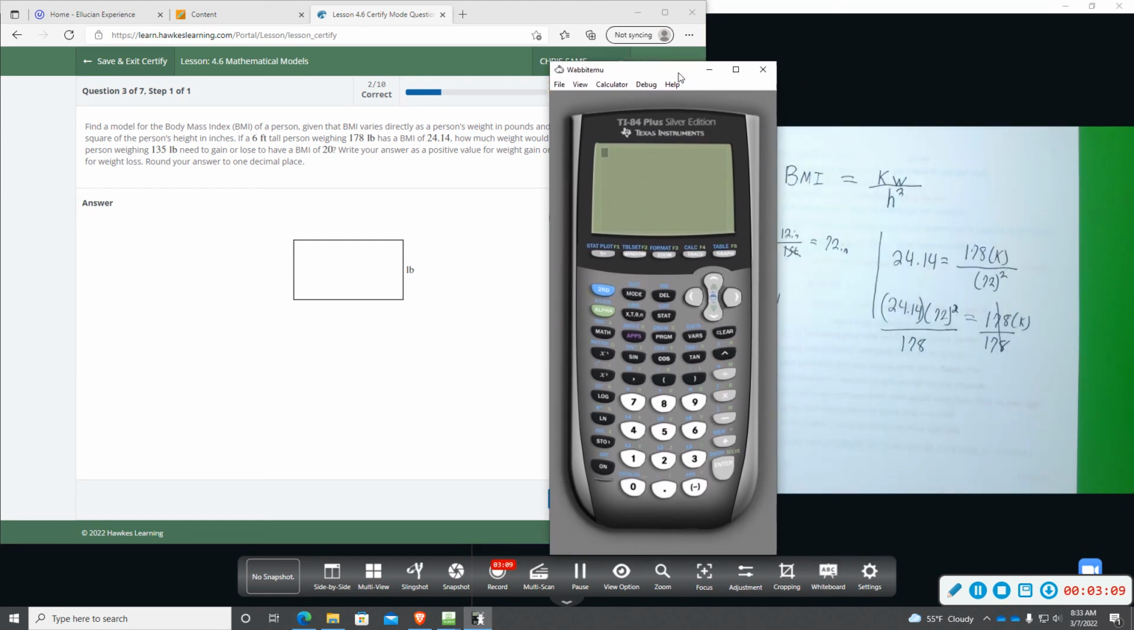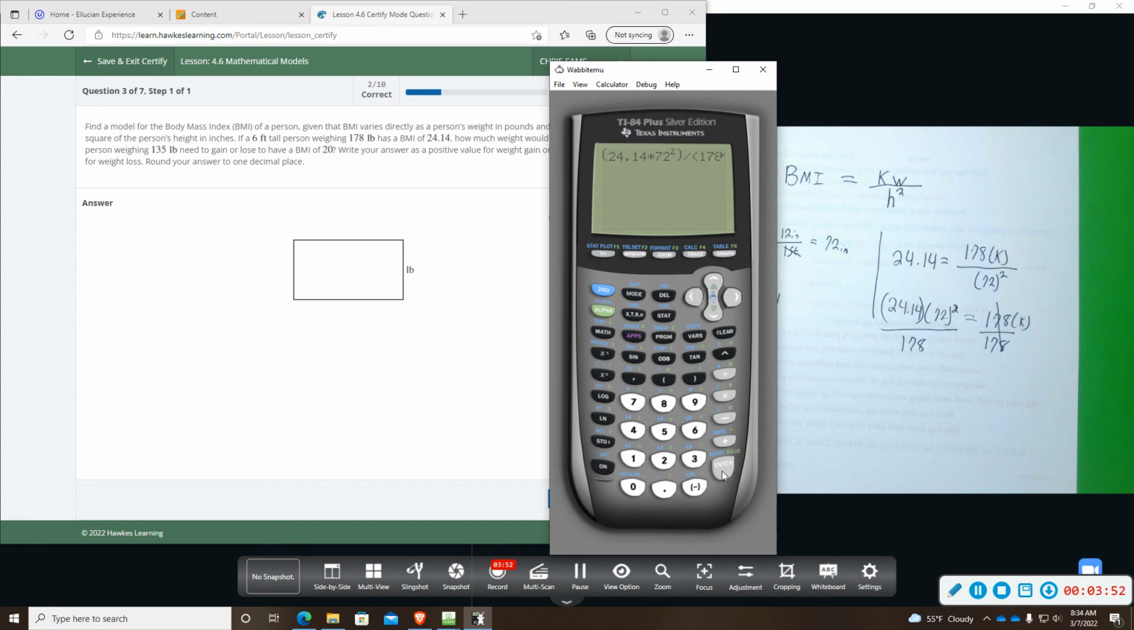So we're going to turn this on, and we're going to do, in parentheses, it'll be safer to do that, 24.14 times 72 squared. So that is our numerator, and then divided by 178. It's always recommended that when you insert a fraction, you put it in parentheses, top and bottom.